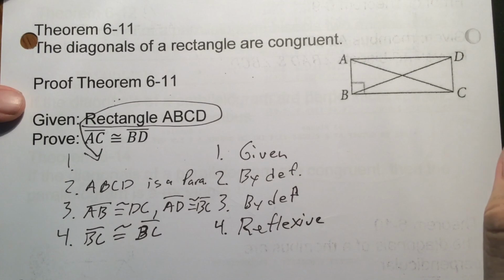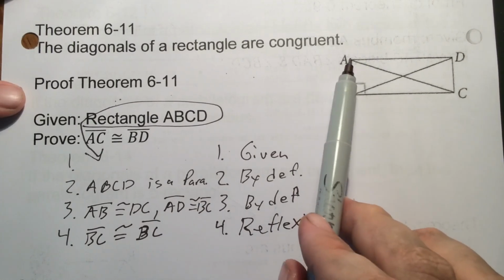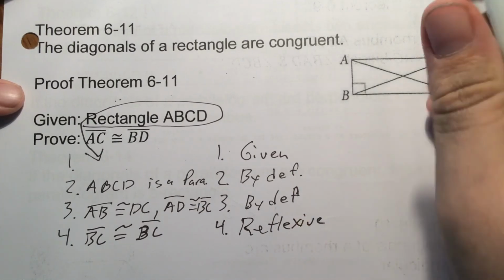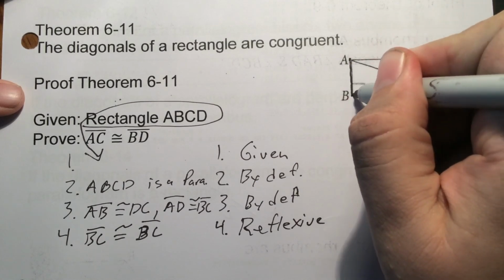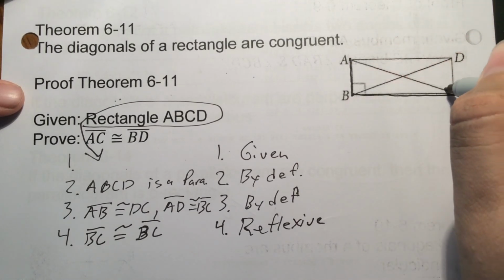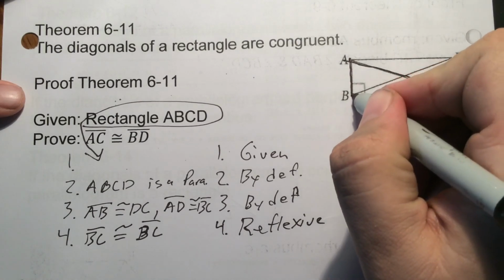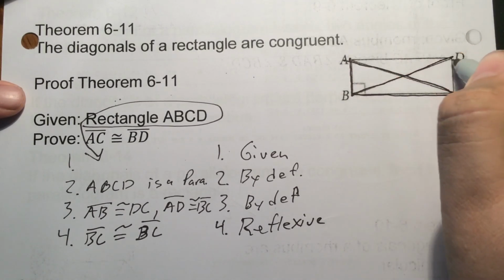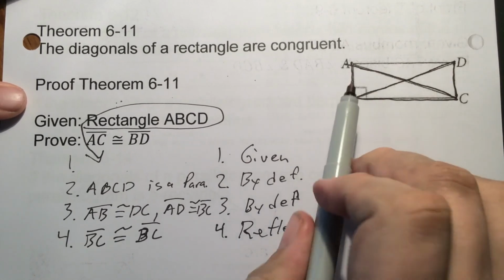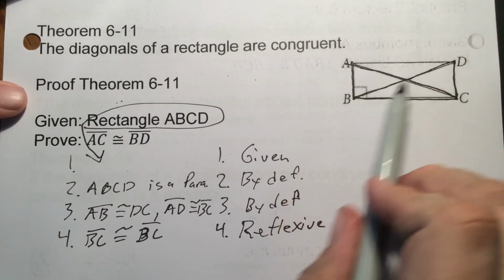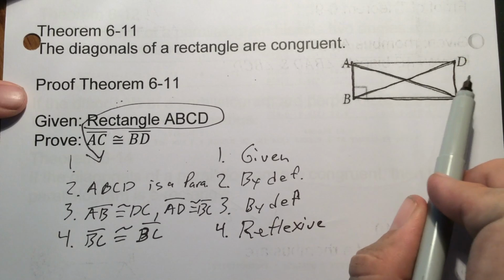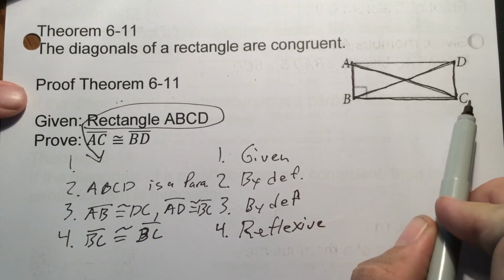So what we're going to end up doing is we're going to try to make this triangle, if I highlight it here, congruent to this other triangle. So this one congruent to this one here. So if we know AB and DC are congruent, we know these here are congruent.